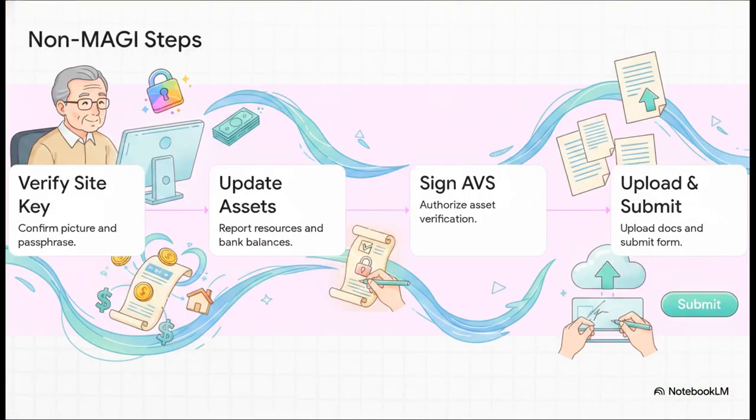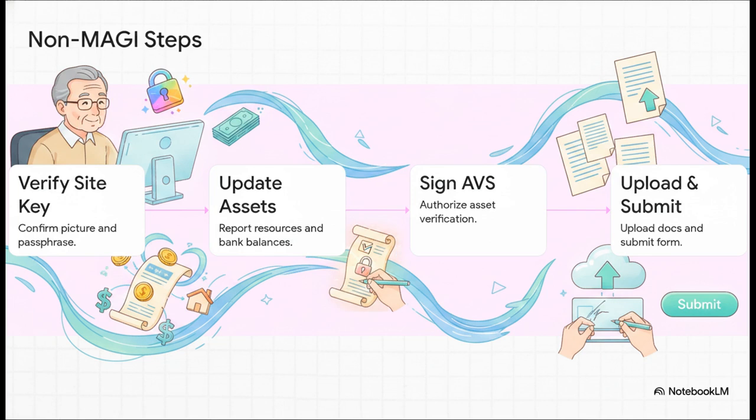Easy, right? Now, for the elderly, disabled, and long-term care residents using the My Medicaid portal, the process involves some stricter financial reporting. First, you log in and verify your personal site key picture. Next, because this category has asset caps, you have to update and verify all of your resource balances. That includes bank accounts and retirement plans.